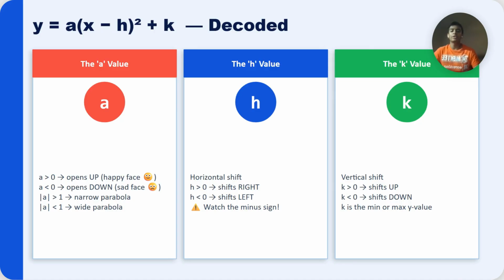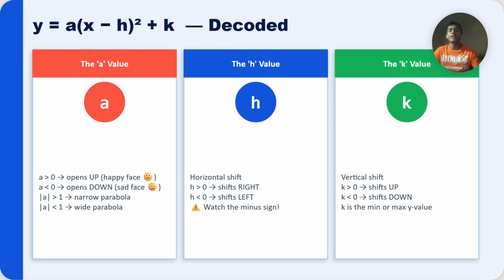The h value shifts left or right. This is a sneaky one. There's a minus sign in the formula. So if h is 3, the equation says x minus 3, and the parabola shifts right 3. Students flip this constantly, so make sure not to mess up.